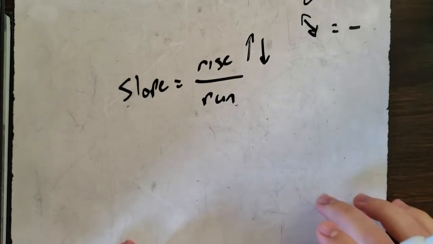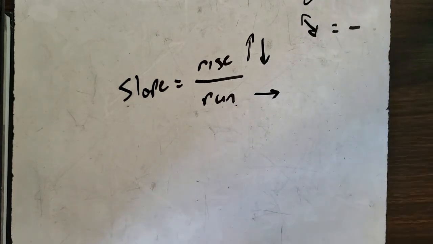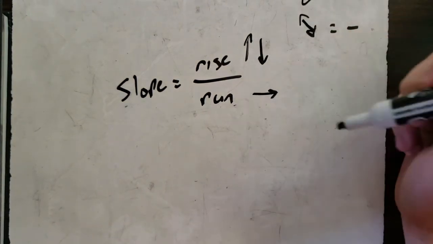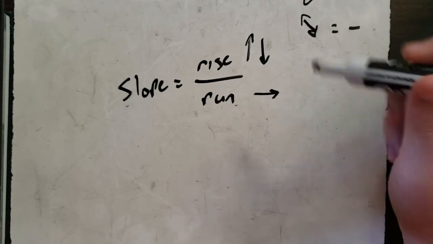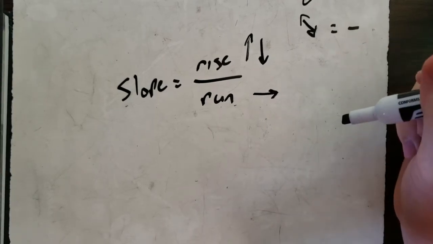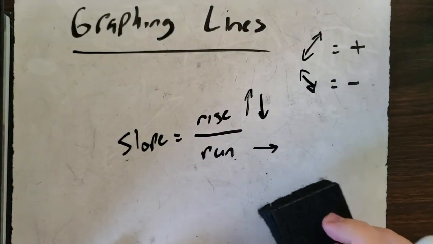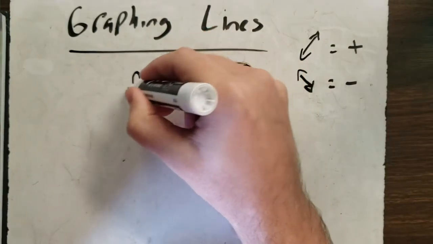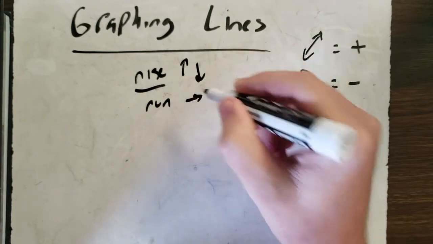The bottom number is our run. It tells us how far right to go. Not worried about going left, worry about going right. So the top number is our rise, up or down, how many. The bottom number is our run, how much to the right. I'll write this smaller up here so we can reference it later. So rise over run, and that's up or down, and then to the right.